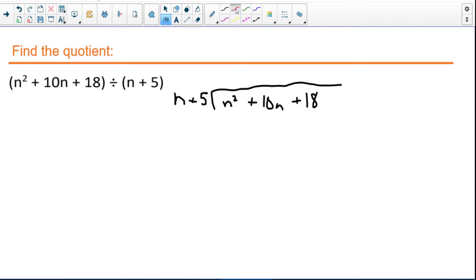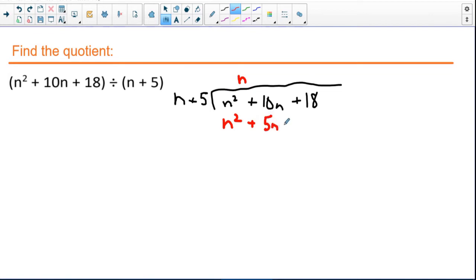All right, so my first step here is, what do I have to multiply this first term by to make it look like this first term? So here I have an n. This is an n squared. I would have to multiply that times n, right? n times n is n squared. So that's what I'm going to do for this. n times n is n squared. And 5 times n is 5n.